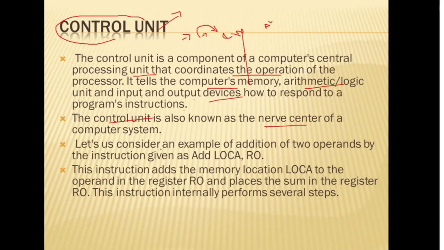Here we will consider an example of addition of two operands. The instruction is given as add location, R0. R0 is known as a register. This instruction adds the memory location to the operand in the register and places the sum in the register. So it adds two operands, and afterwards the final result is stored in this register. This instruction internally performs several steps inside the control unit.